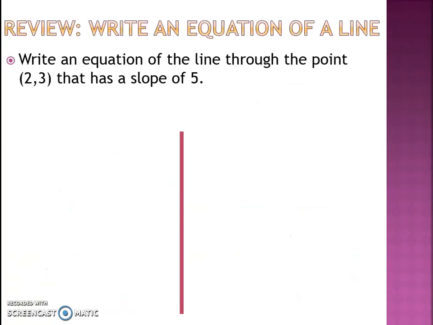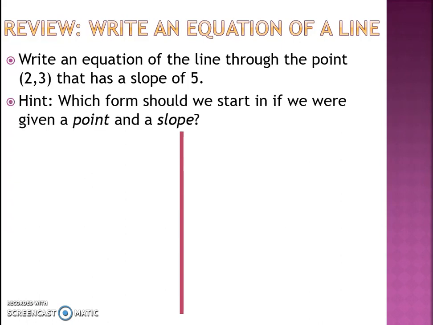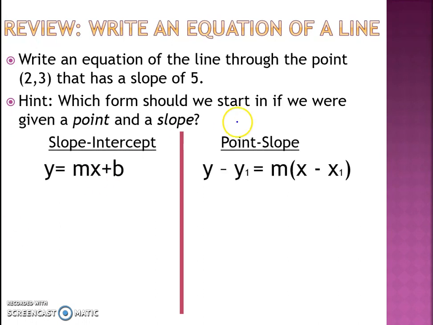Write an equation of a line that goes through the point (2, 3) and has a slope of 5. Which form should we start in if we were given a point and a slope? We should use point-slope form and then convert to slope-intercept form. So this is your x1 and this is your y1. We're going to plug it in, and m is 5.